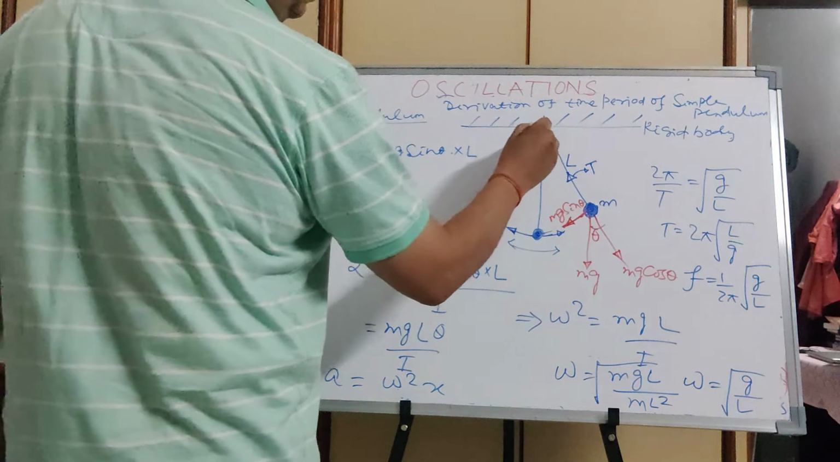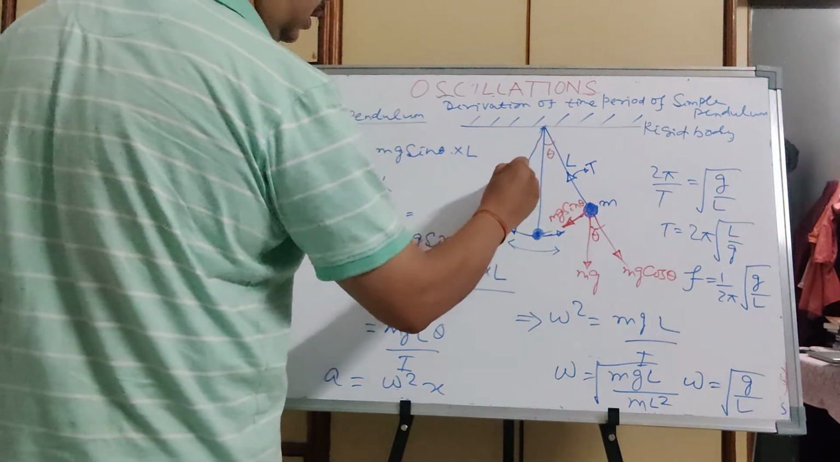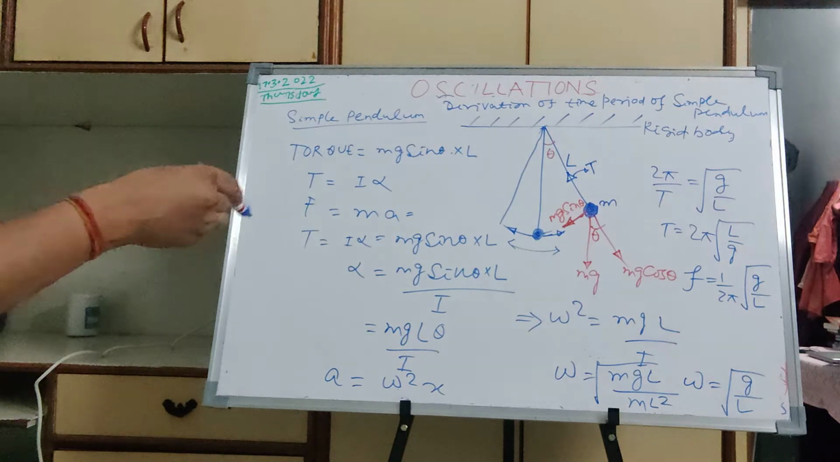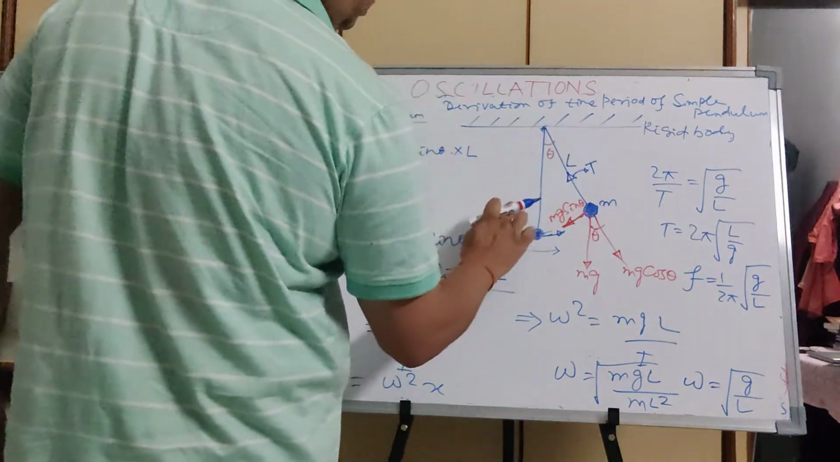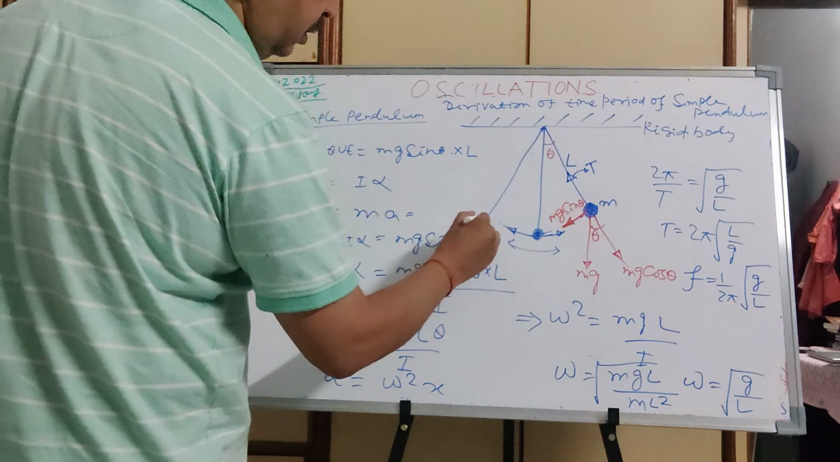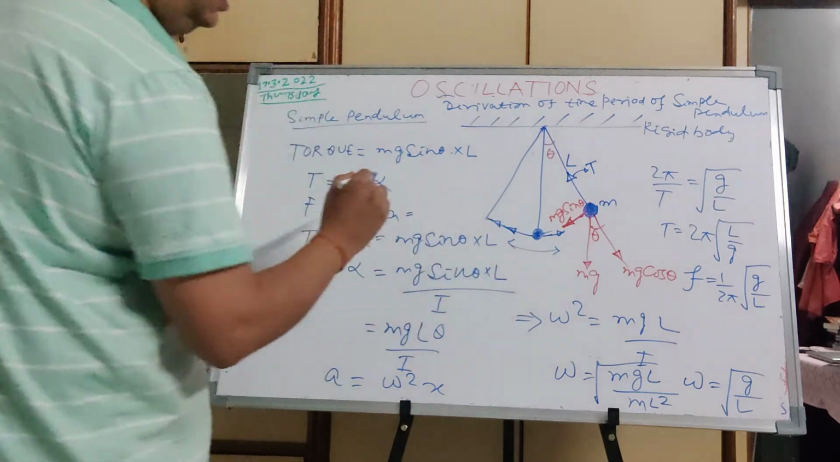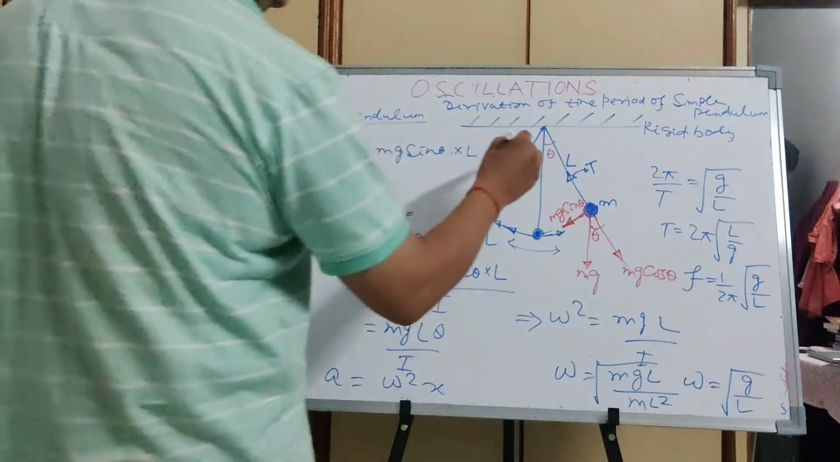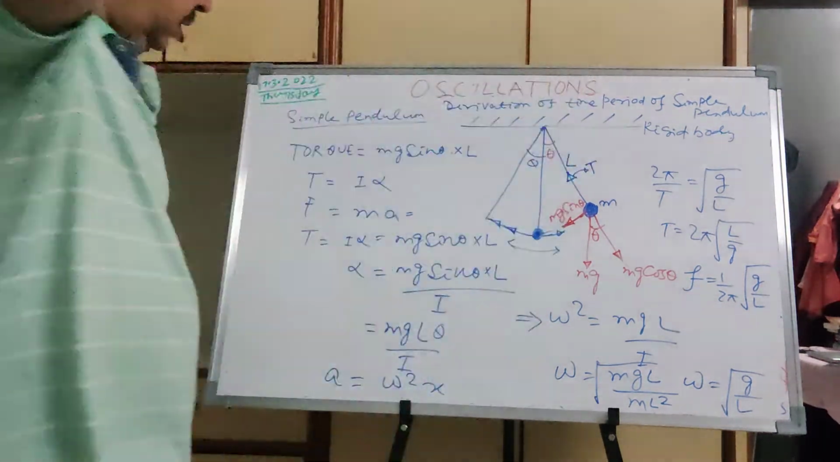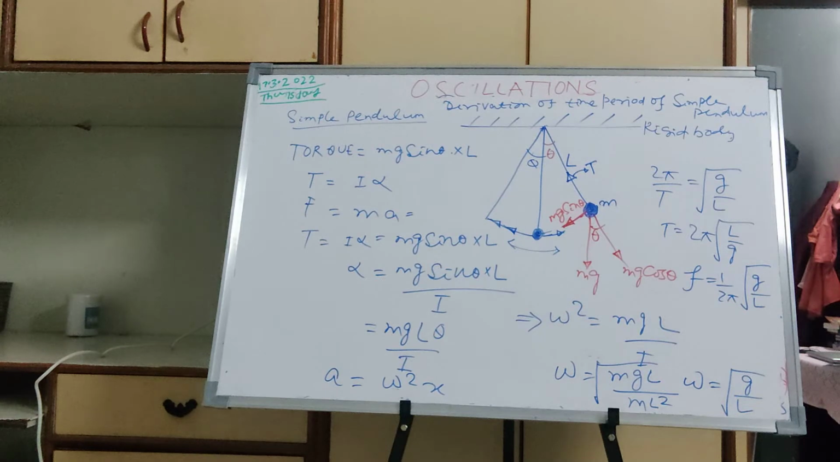So this simple pendulum will keep on oscillating about the mean position. If this is theta, this is also theta. Now our job is to find out the time period of this simple pendulum. You might have done an experiment in your college on the time period of a simple pendulum. So how do we derive the time period of a simple pendulum?